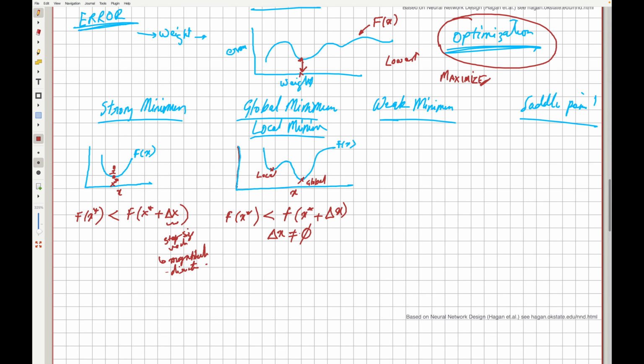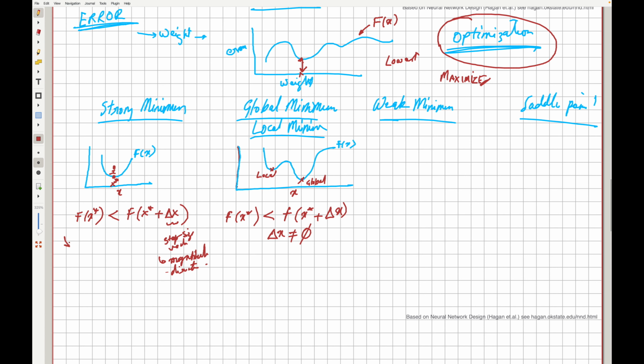So what we are saying is we are not stepping on the same point, we are stepping at least some distance, infinitesimally small distance away from where we are standing, and wherever we go, we are going to find a value that's higher than where I'm at. So that is the global minima.